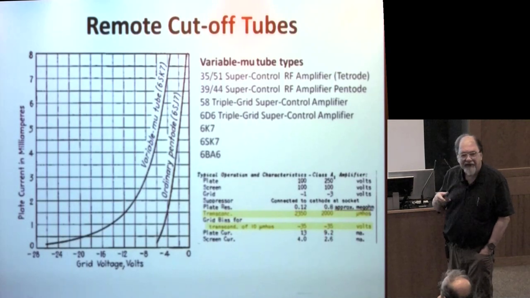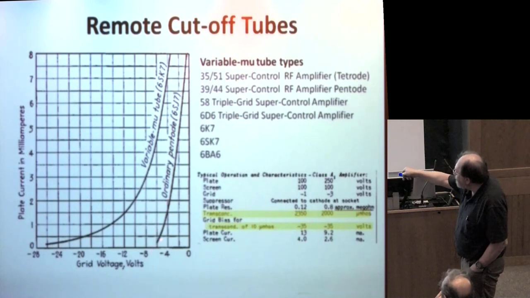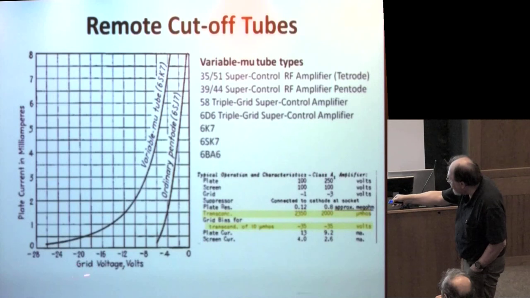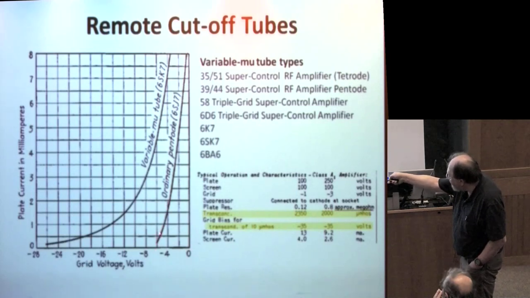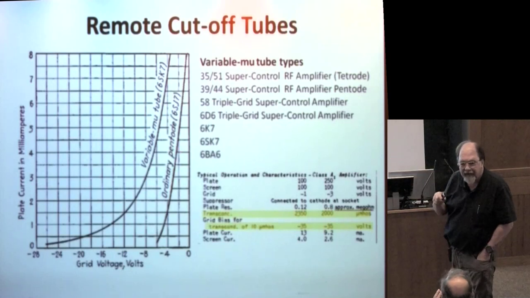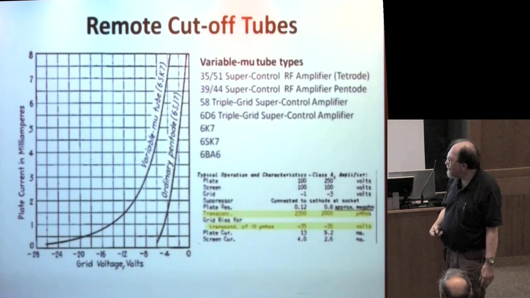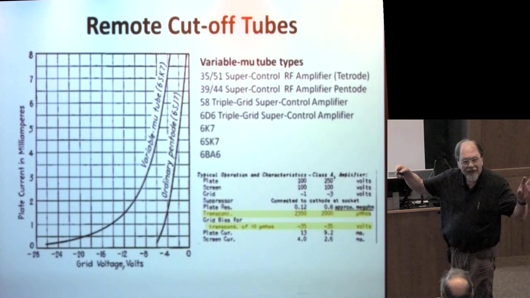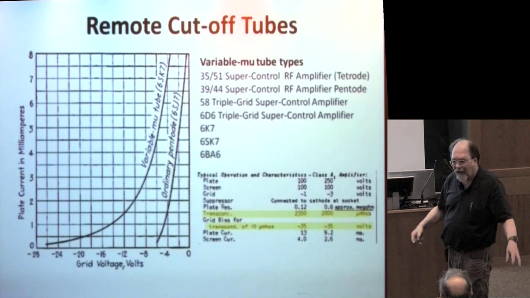Now, all was not sweetness and light. The characteristics of the standard tetrodes and pentodes was kind of like this. And down here is the grid voltage. As you bring the grid voltage down, the current falls off. And you just get a very narrow range. You get down to about 5 volts, and you cut that stage off completely. It stops amplifying. It probably starts distorting things pretty seriously. And so that circuit back in the Philco was a good circuit, but it probably didn't work all that well.